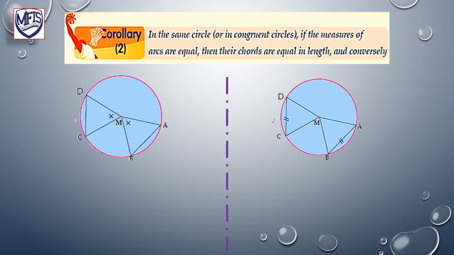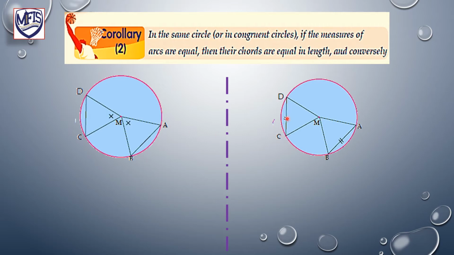Corollary number 2. In the same circle or in congruent circles, if the measures of arcs are equal, then their chords are equal in length. And conversely, the two chords. Look at the figures. If measure arc CD equals measure arc AB, then chord CD equals chord AE. Okay? And vice versa.